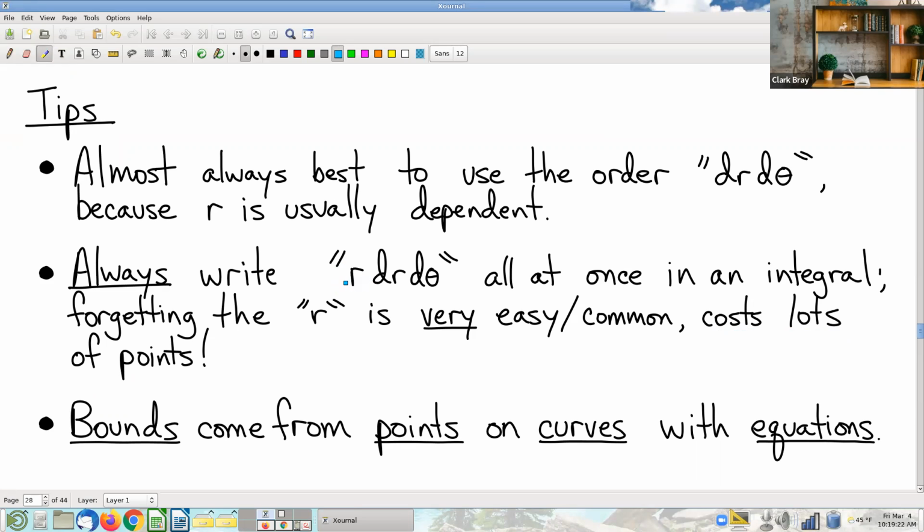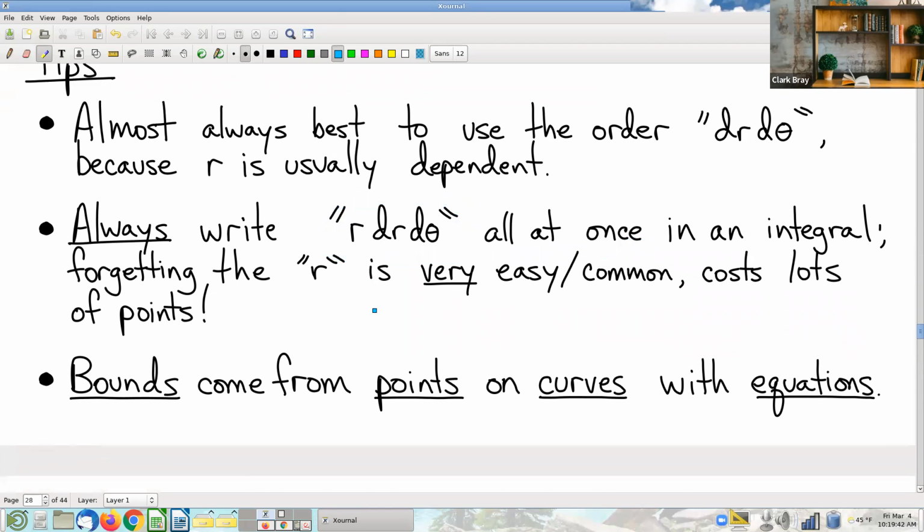And my best solution for how to avoid forgetting it is to always write this down all at once, and I think it'll help a lot. So you just have to train yourself. Always, you know, r dr d theta is a thing that you write down.